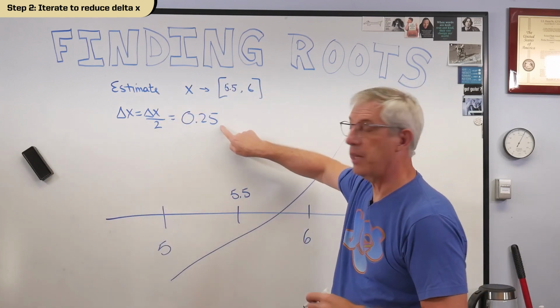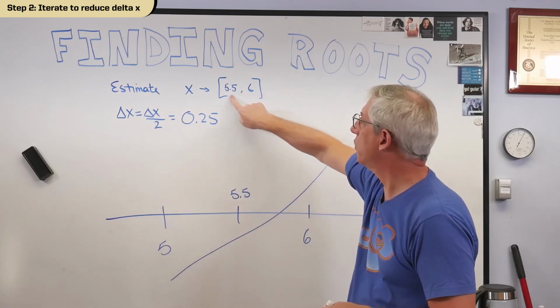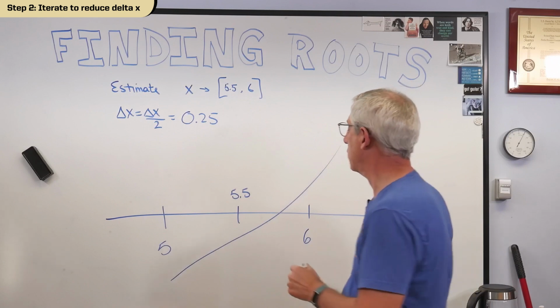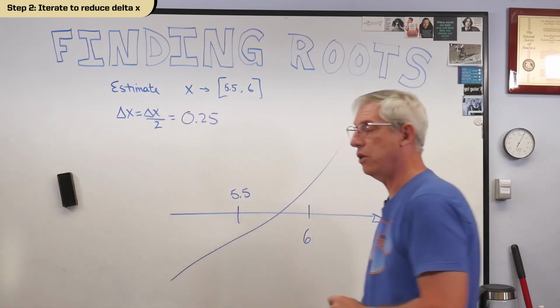.25 now is our delta x. We cut it in half again. We bisected it. Now I know the root lives between 5.5 and 6. So I don't need this anymore. Okay, going to do this again.